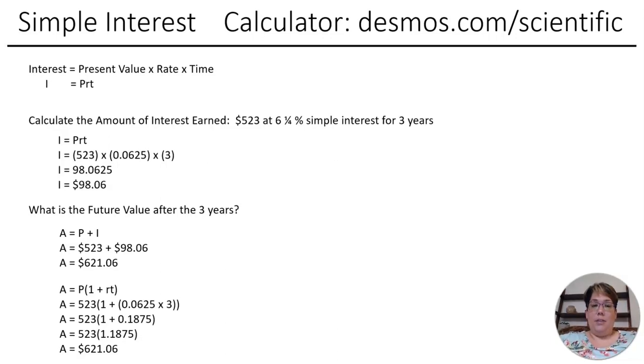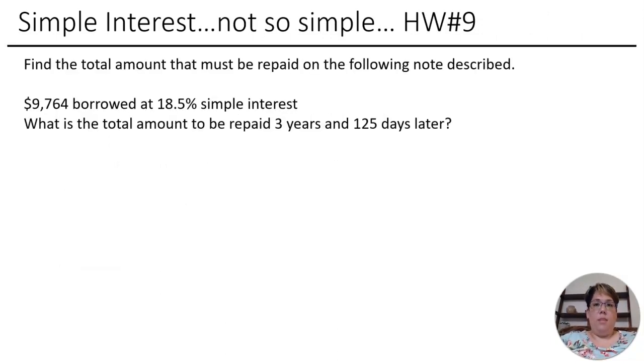All right, let's look at another example. So this is your homework problem number 9, one that is similar to that. And I put simple interest, not so simple, because it turns out to be not so simple. Find the total amount that must be repaid on the following note described. $9,764 borrowed at 18.5% simple interest. What is the total amount to be repaid 3 years and 125 days later?